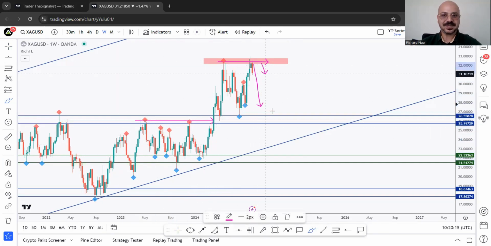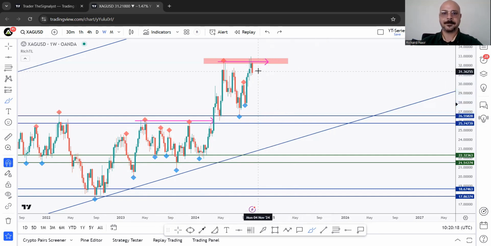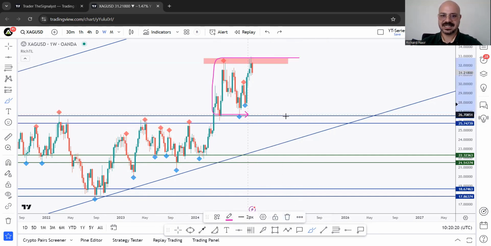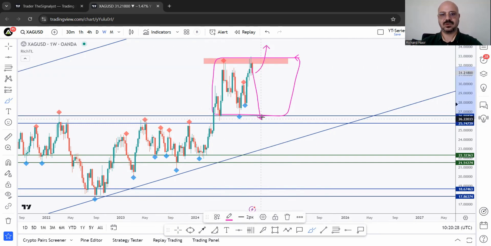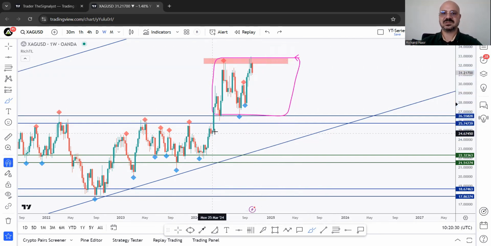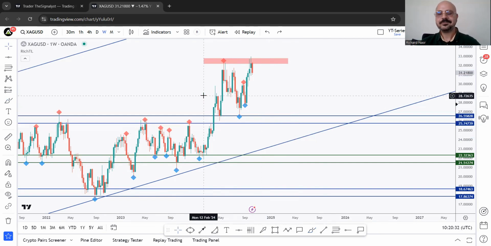So we can still push lower multiple times before breaking. So we'll be trading this range as long as this area holds and rejected. We'll keep on trading this area until eventually, of course, it's broken upward or broken downward. In this case, we'll be expecting further decline.